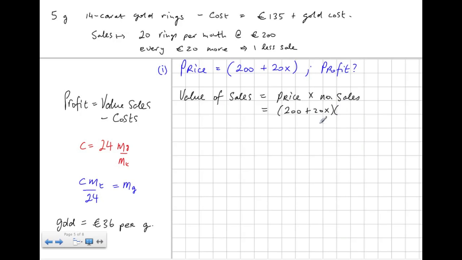So how many sales were there? Well, there would be 20 at 200. And every x you add on, it would be 1 less. So the number of sales is 20 minus x. Now this is the clever part of this question, understanding that part.